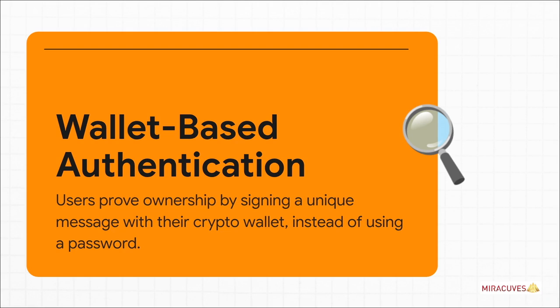Here's how it works. The platform sends your crypto wallet a unique, one-time message. You then sign that message with your wallet. This proves you own that address without ever revealing your secret private key. It's a totally different and, frankly, much more secure way to handle who you are online.